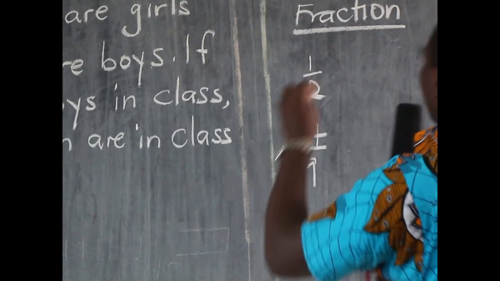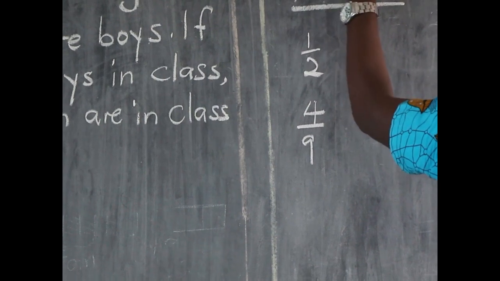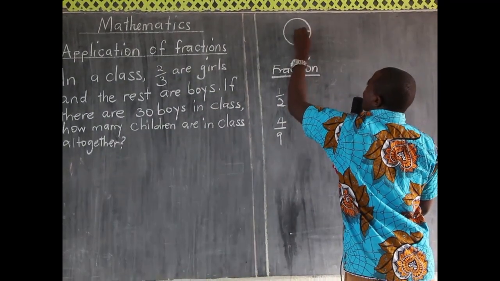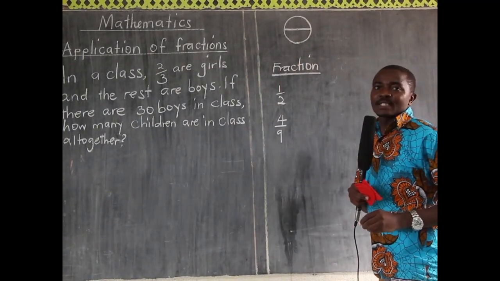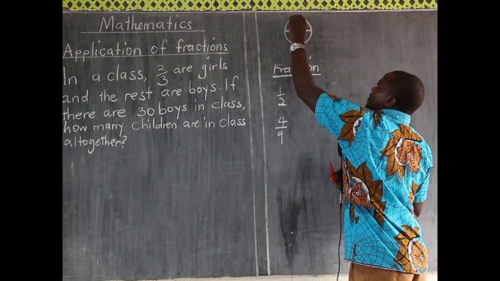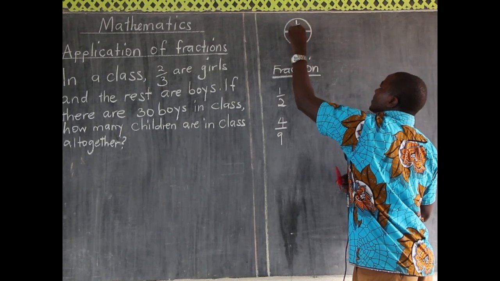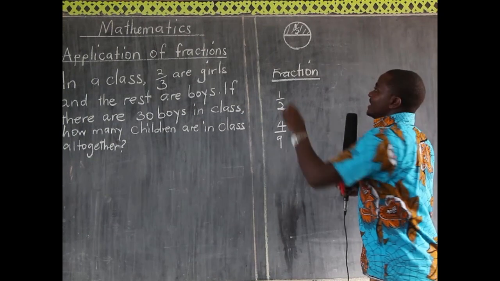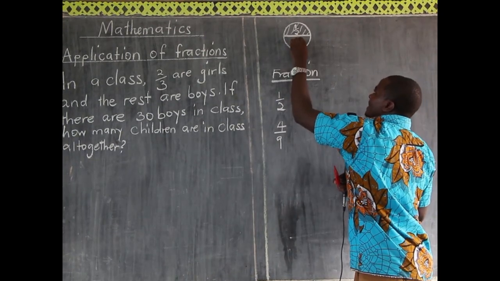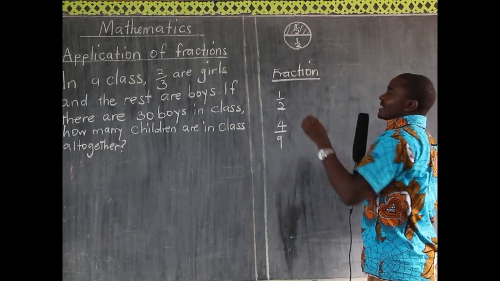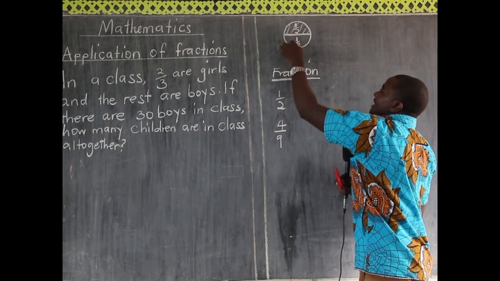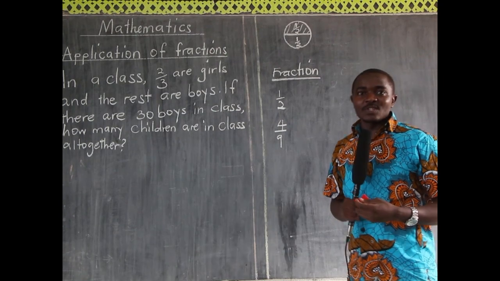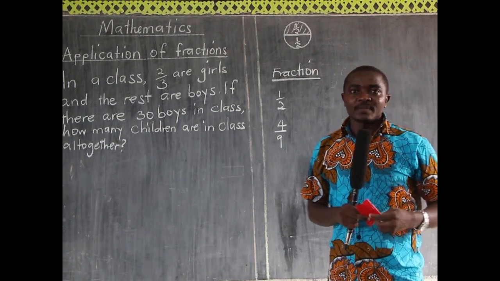If I have a whole, I divide it into 2 equal parts. This is one part out of the 2 parts, this part here. And this is also one part out of the 2 parts. So these 2 parts, when they combine, they make a whole. And that is what we call a fraction.